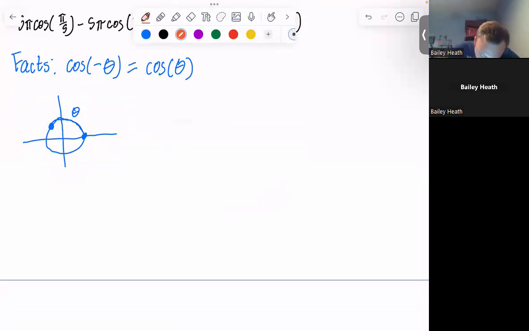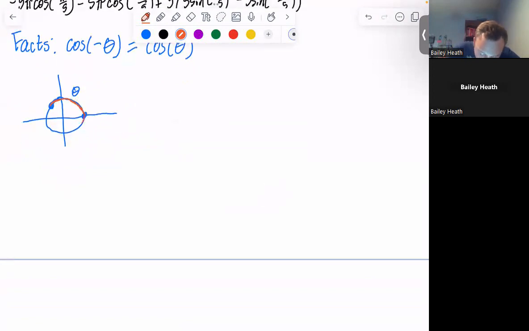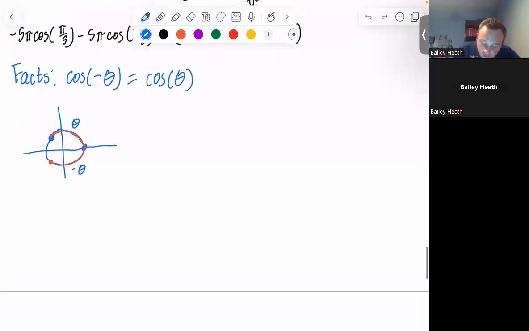Let me use a different color maybe to emphasize that. Now, on the other hand, if I go negative theta radians, that'll take me here. And notice that the x coordinates of these two points are the same. And remember that cosine is just the x coordinate whenever we play this game, whenever we start at (1, 0) and rotate. So that explains this first identity.